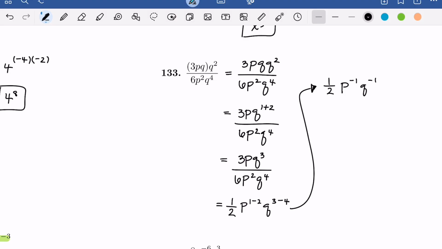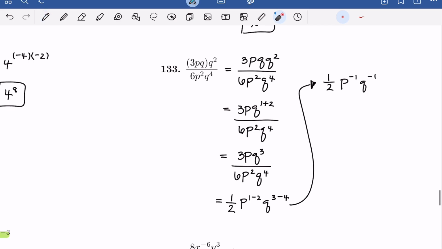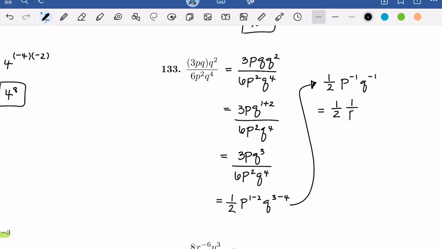All right, so we still want to simplify this further because our final answer can't have negative exponents. So we're going to rewrite these with positive exponents. This is going to look like 1/2 times 1 over p times 1 over q. And then fully simplifying this, we can just multiply straight across. So this is going to be 1 over 2pq. So this would be our final answer.